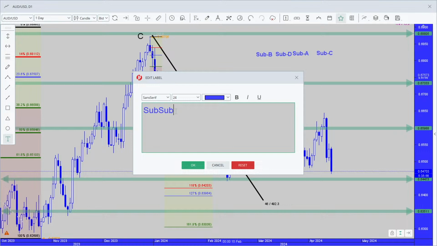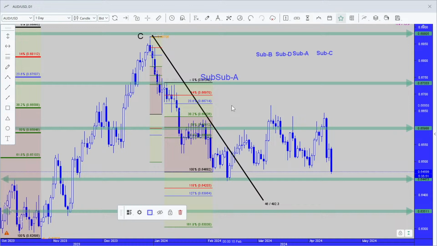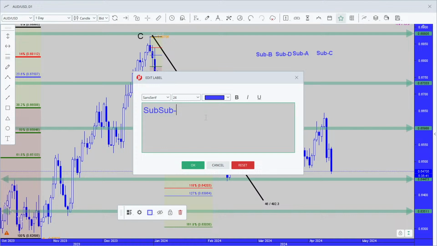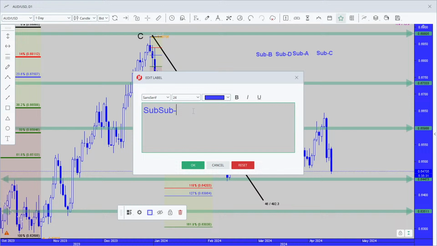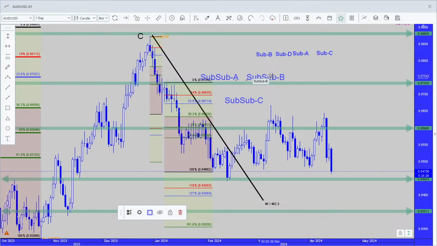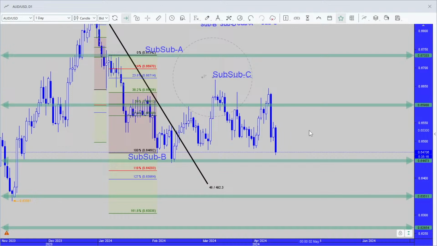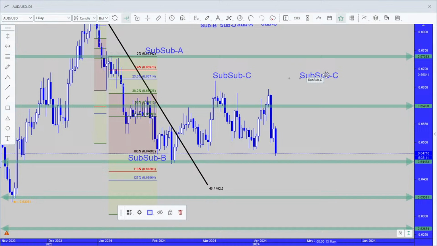Sub A is up in here. This is the confirmation Fibonacci on the original one, sub A. Clone, right-click, edit label, sub B. Right-click, clone, right-click, edit label, sub C. Sub B is down in here, sub C, it's up in here, didn't hit the blue, so green goes to green, and clone, the last time, sub D is down in here.